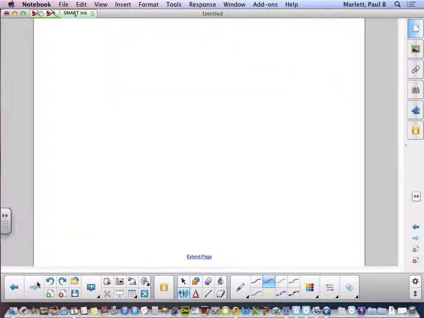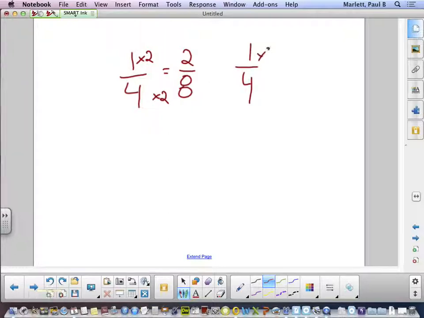Do we have to write down all the shapes? So if I have 1 over 4, and I multiply this by 2, and this by 2, I'm going to get 2 over 8. Right? If I have 1 over 4, and I multiply this by 3 and this by 3, I'm going to get 3 over 12. Equivalent ratios. Guys, the things you do in math are never isolated.